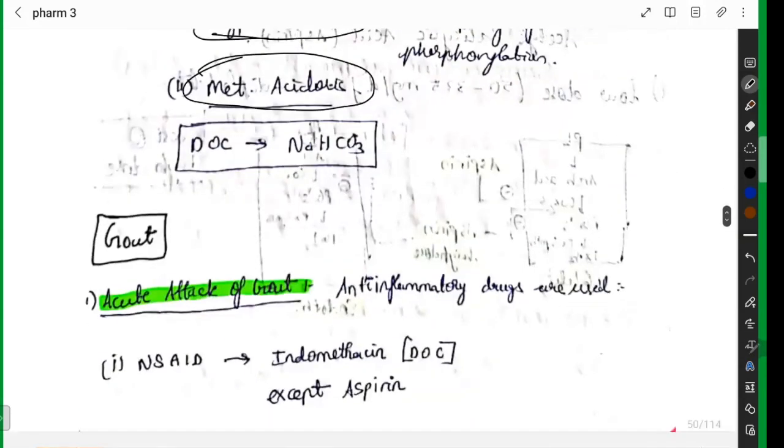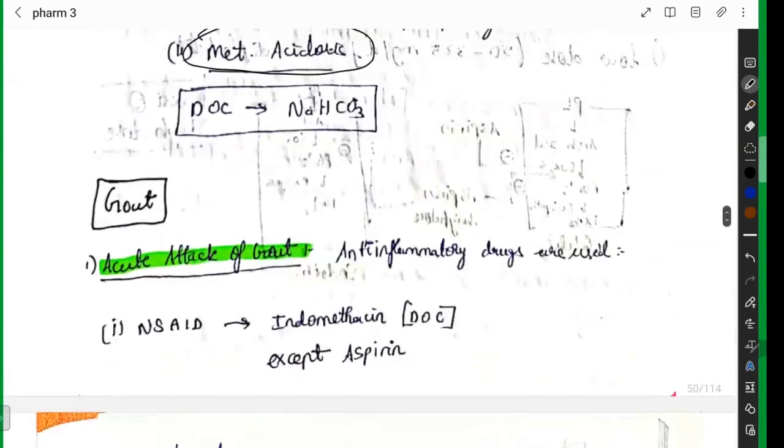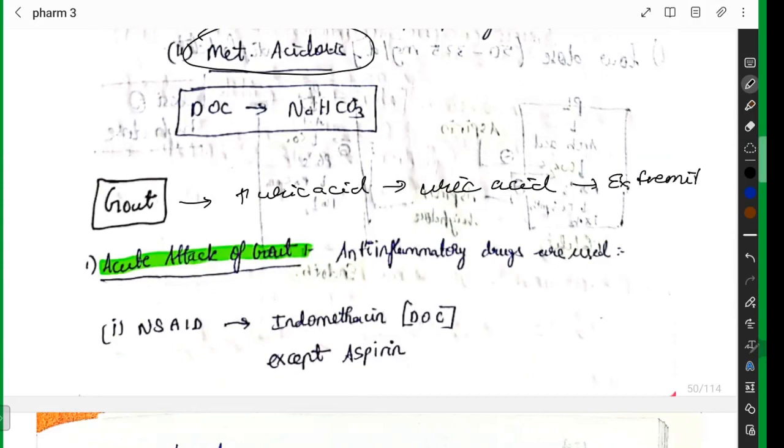Now the last topic of this session is gout. Gout here means an acute attack of gout, so you're going to use an anti-inflammatory drug. What is gout? There is an increase in the uric acid level. When increased, this uric acid is converted into uric acid crystals, and they are stored in the extremities. So that is called gout.